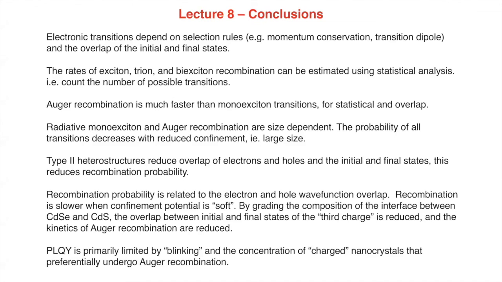Auger recombination is much faster than monoexciton recombination for statistical reasons and for orbital overlap reasons. And so Auger recombination is very important in small quantum dots. It has a really big impact on their performance. Those rates are all tunable with the dimensions of the particle. So you make a bigger particle, you slow them down, you change the electron and hole confinement, you change their overlap with the final states during Auger recombination, and suddenly you can control things just by growing different kinds of crystals.